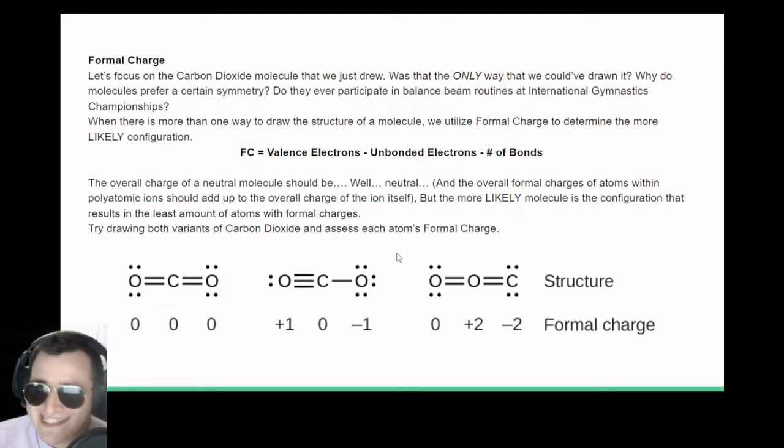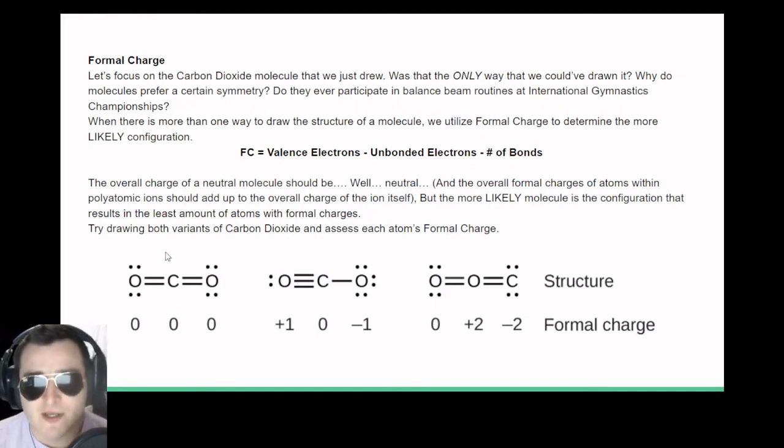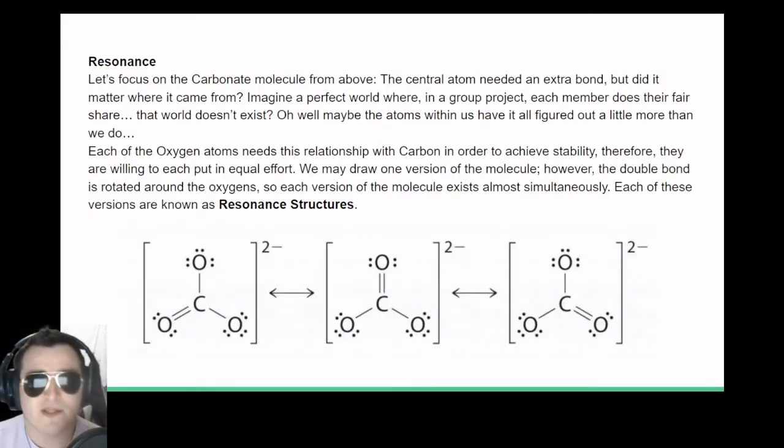So all of these are possible, but this is the most likely, right? This is the most likely. And it's not because of symmetry, it's because of formal charge. And you can do this with any molecule that you've drawn thus far, and you can track that sort of thing. Kind of cool to add a new little wrinkle to something that you already knew a little bit about. Then we get to resonance, which should also be a review for most of us.